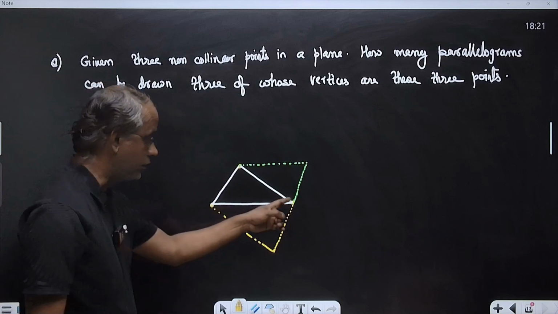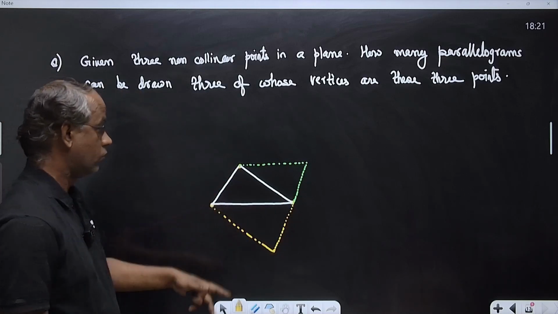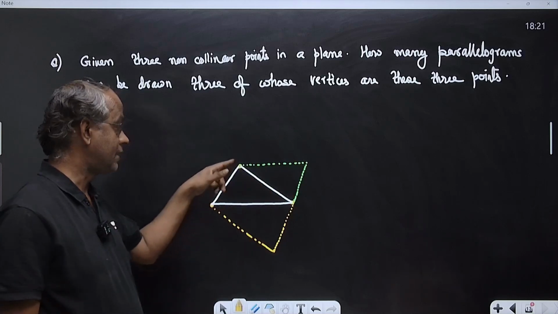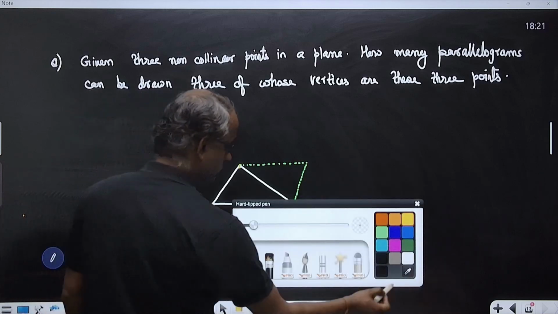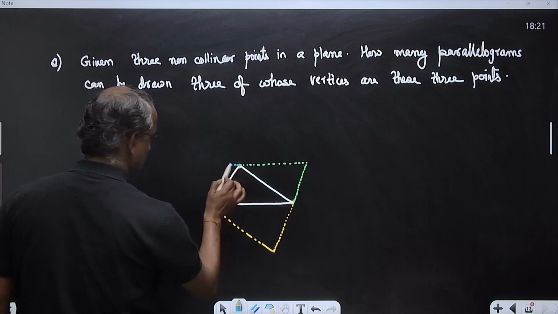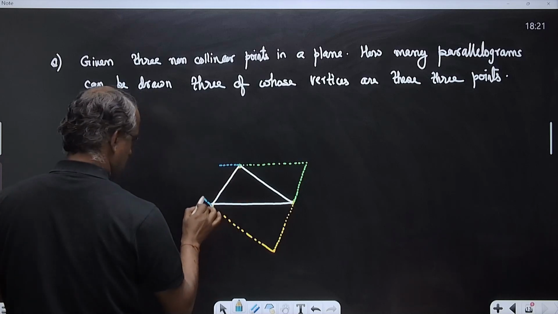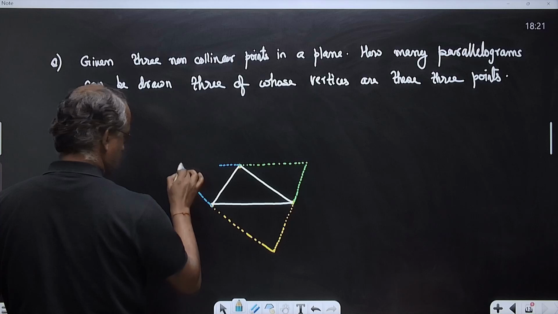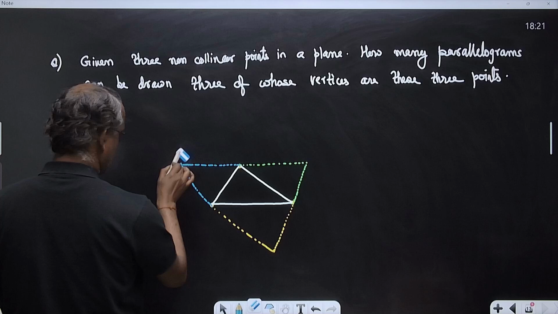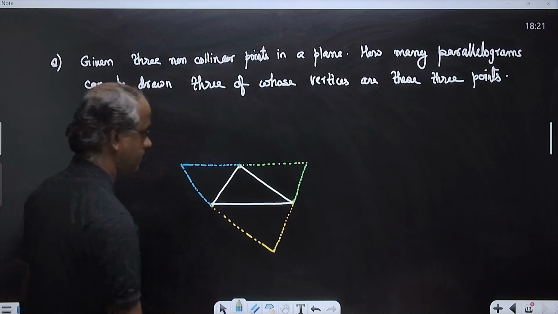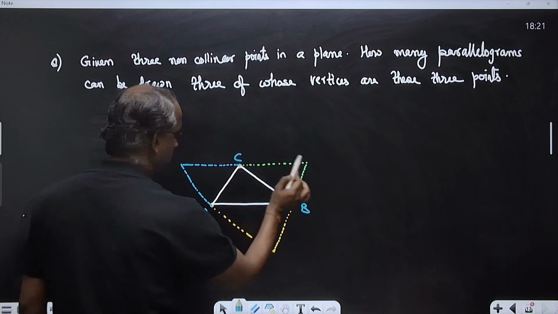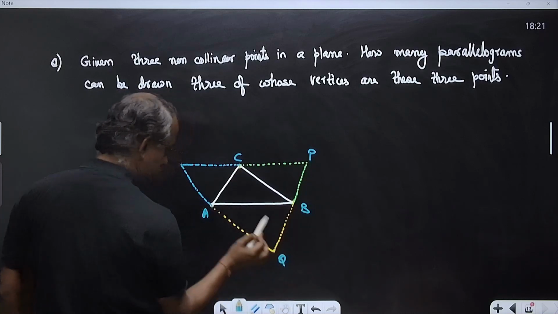Okay, so this is the parallelogram. These two are sides and this is the diagonal. These two are sides and this is the diagonal. Now these two being sides and this being the diagonal. So suppose these three points were A, B, C, P, Q, R.